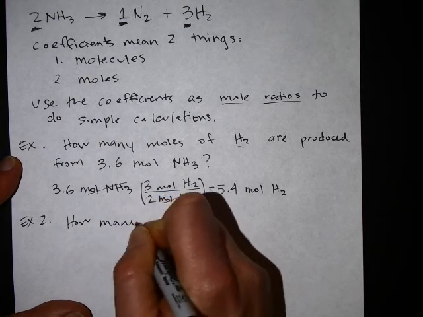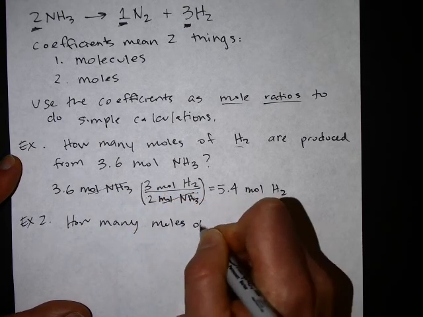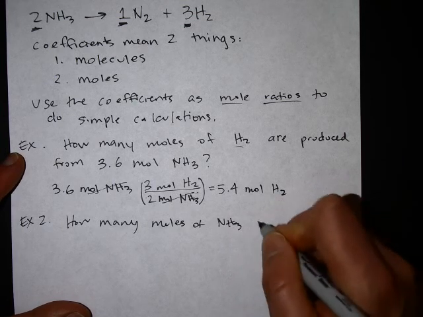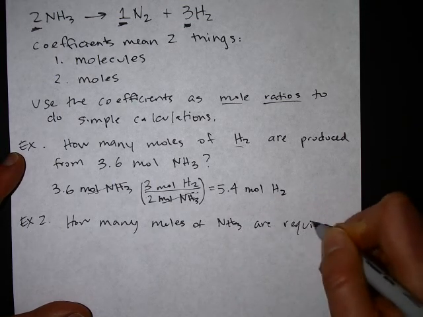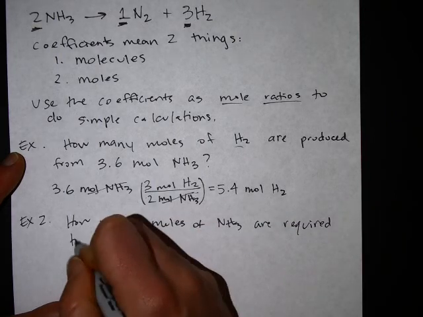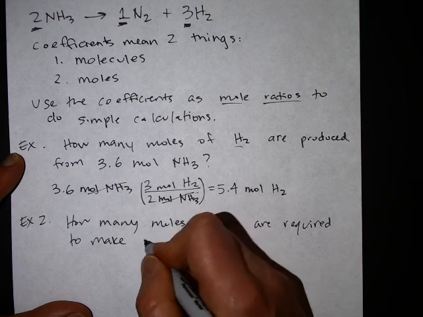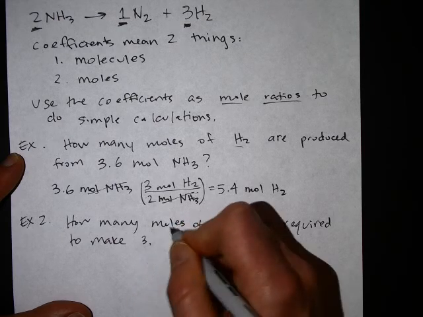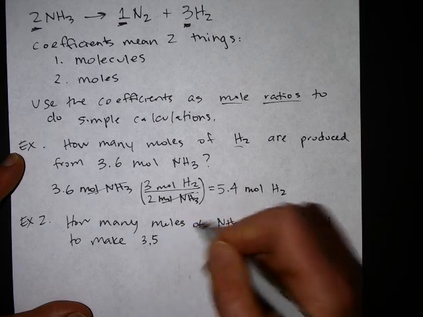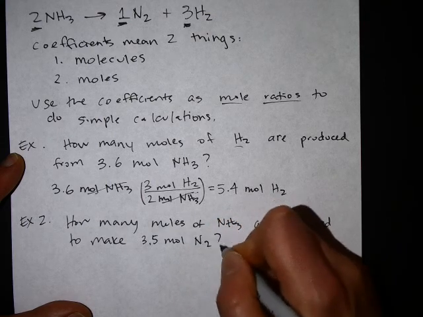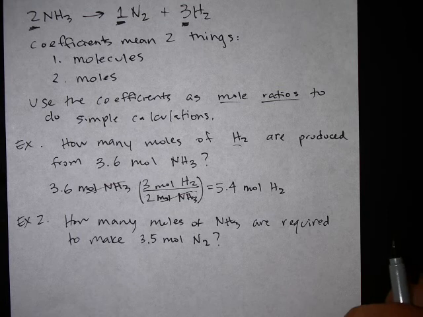How many moles of, let's say this time, NH3 are required to make 3.5 moles of N2.